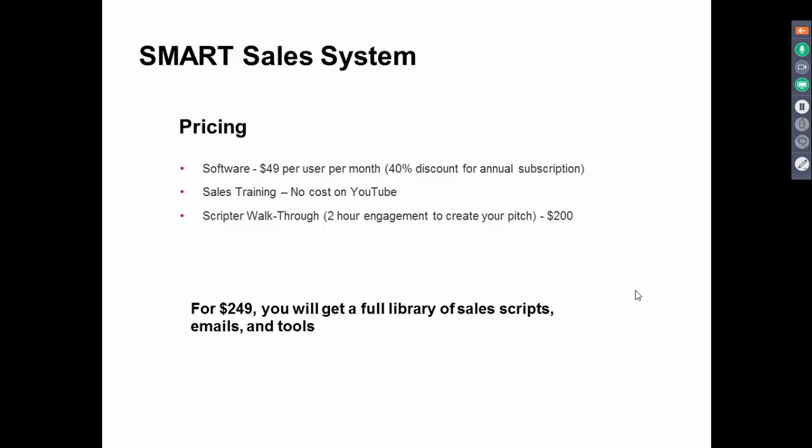Our software is self-service, so you can get in there and within 15 minutes you have a whole library of documents already created for you with your pitch. I personally go through a process with my customers called a scripter walkthrough, where I'll spend 2 hours with you and help you create your pitch inside of our software, and it's only $200. So for $249, you're going to get a library of scripts filled in, and emails and tools, with an awesome sales pitch that I helped you create.